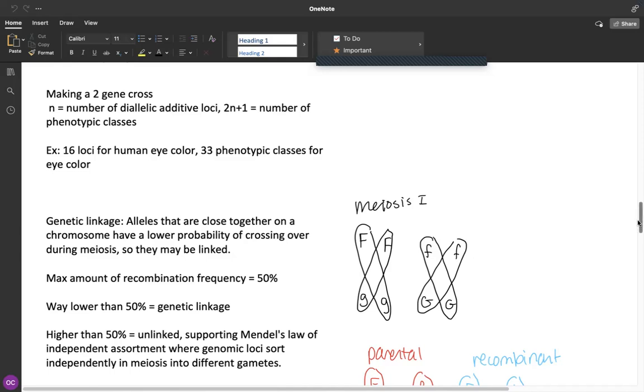So it can really tell you the complexity of all of these different loci, and how they can create a spectrum of different phenotypic presentations.